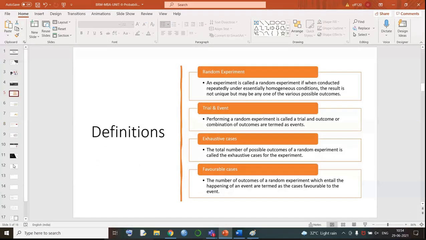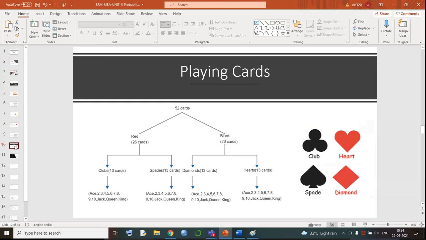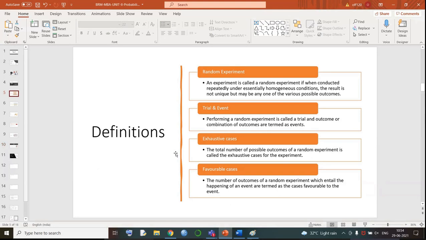Now, we even have the concept of playing cards also. I'll come to it at the end of the definitions. Now, that is called as exhaustive cases. The number of outcomes of a random experiment which entail the happening of an event are termed as cases favorable to the event. Cases favorable to the event, or favorable cases, is called our numerator in the formula of probability. Exhaustive cases means what? Total number of outcomes. I said when a coin is tossed, total number of outcomes are how many? 2. What are they? Head and tail.